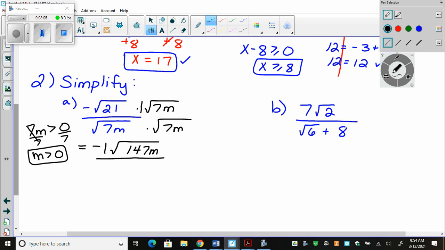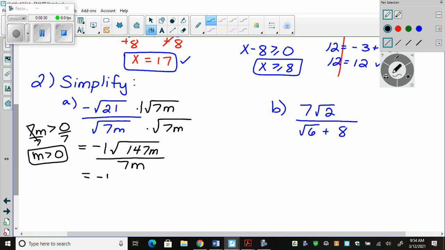Yes, that's why we're doing this. We're doing this because we're trying to rationalize the denominator, which means make it not have a radical, which is called rationalizing the denominator. Okay? 147, can I break it down into any perfect squares? Yeah? 49 and 3? We agree?